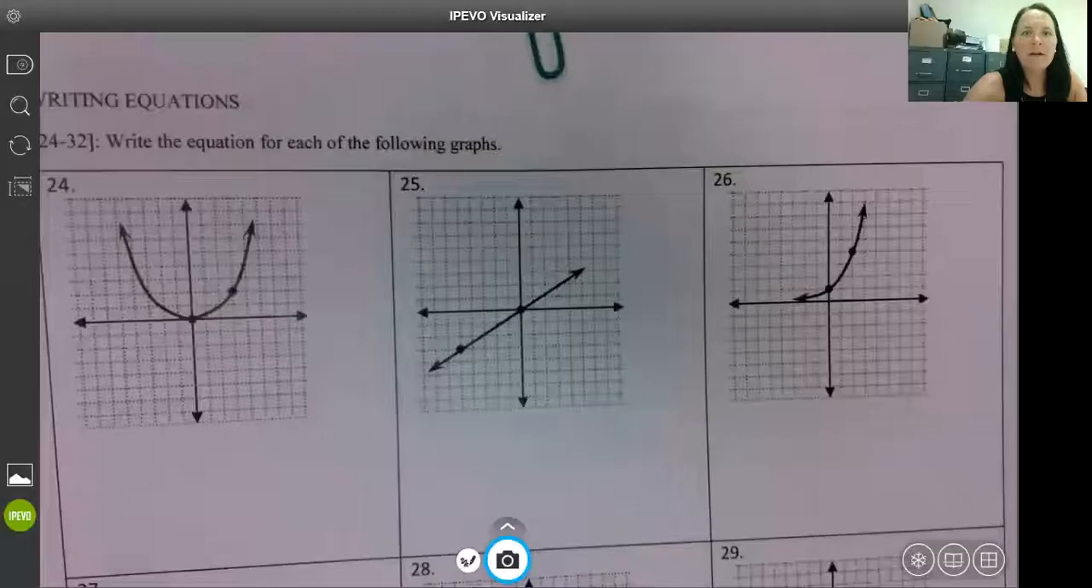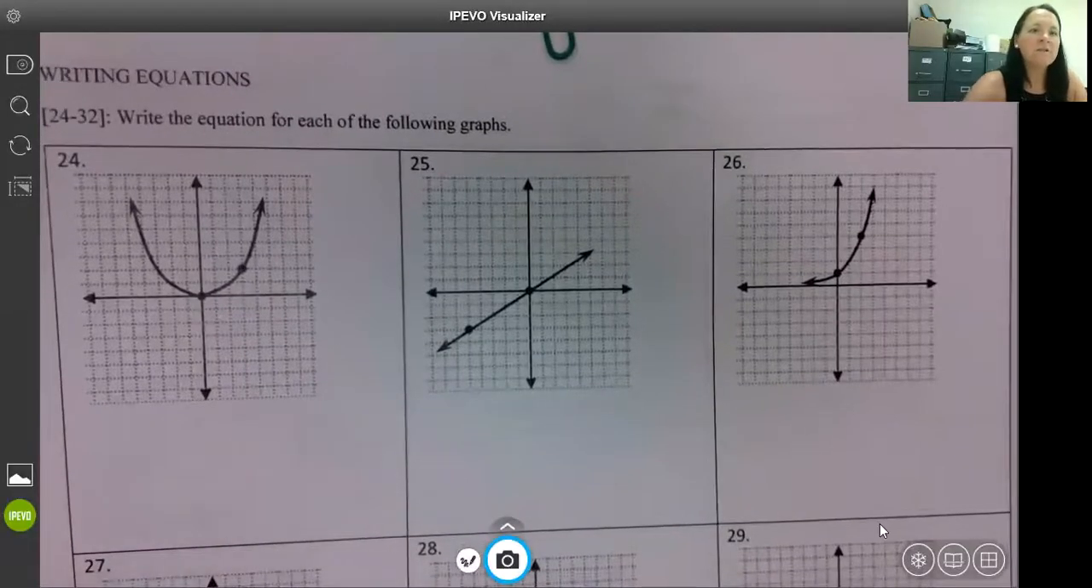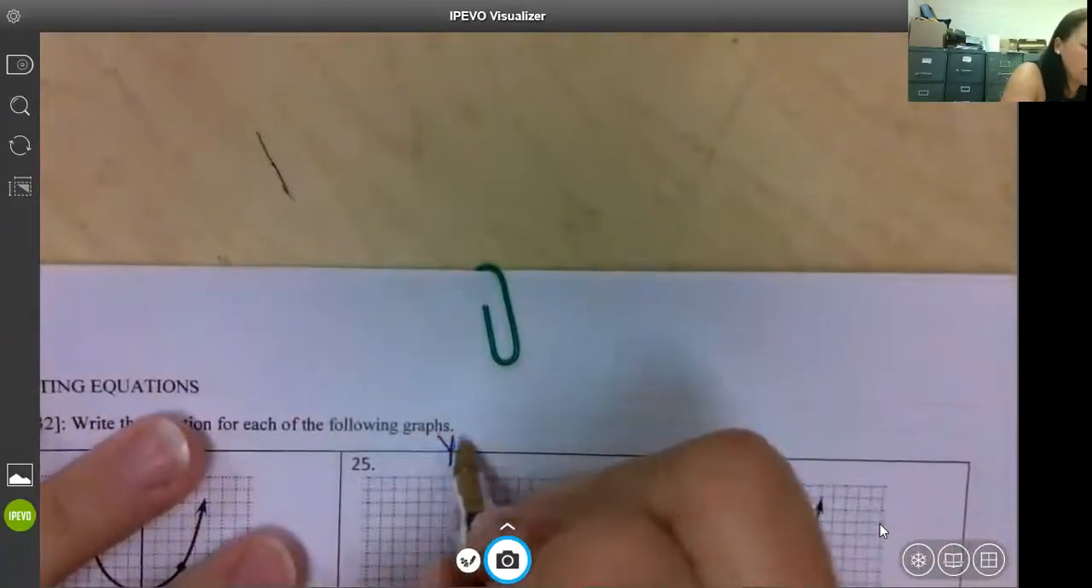The questions that I'm going to share with you are from your practice, so you can see those. But again, it's just on how you write equations. So I'm going to show you that right now. So here's writing equations. The first thing that you want to do, if you want to do linear, we're going to do y equals mx plus b.